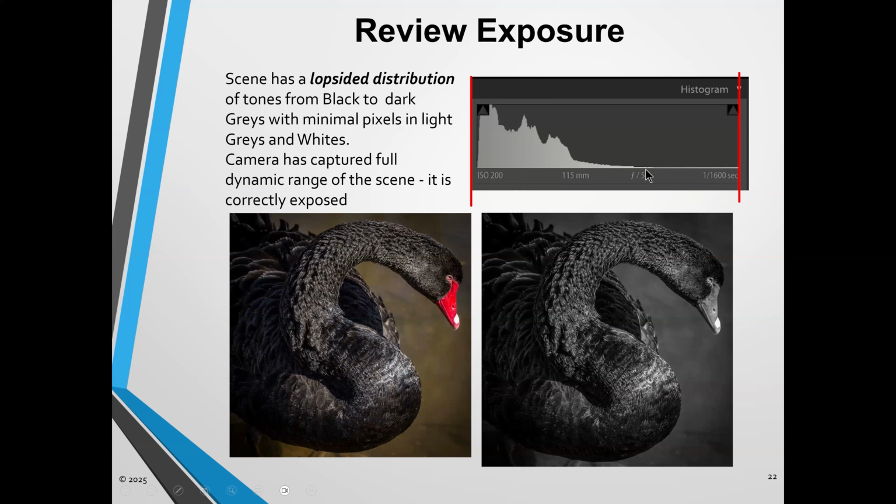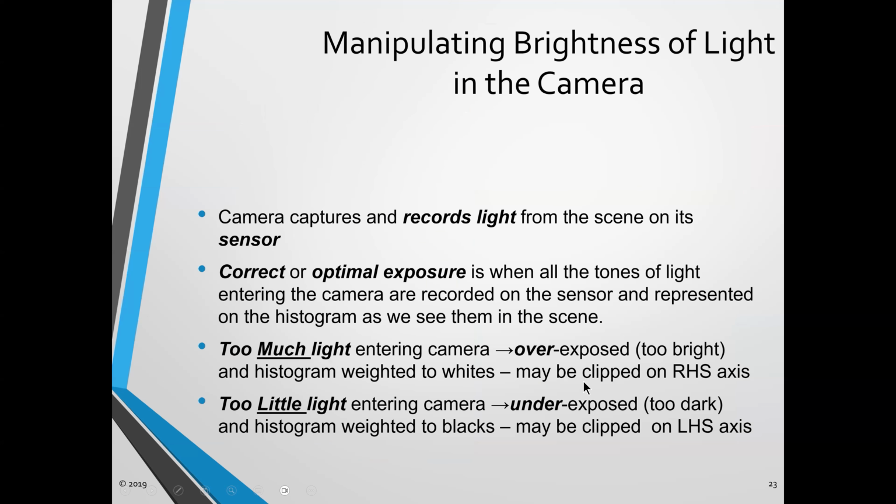So I can check my histogram and check that it's exposed correctly, because this was a hard one to expose for. If I increase my exposure, all of these feathers would blow out. They'd just be bright, way too light. And if I decreased it so I'd stop that, then I'd lose all the detail. So it was a balancing act with that image.